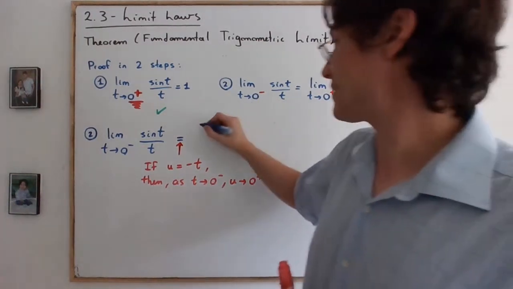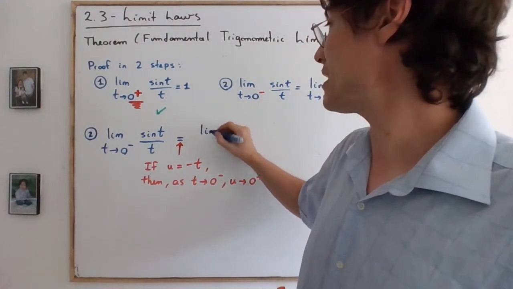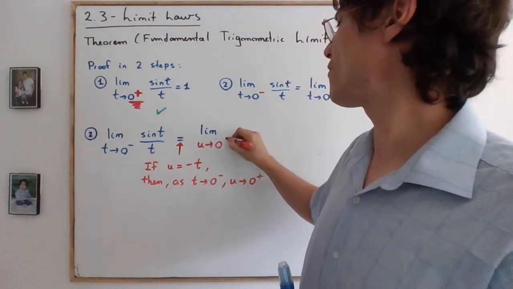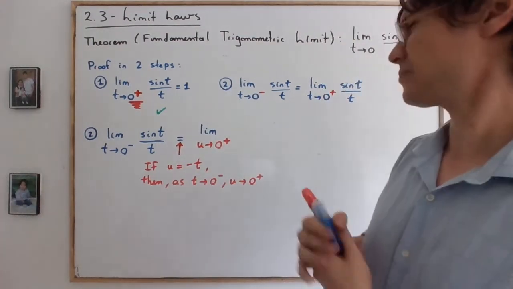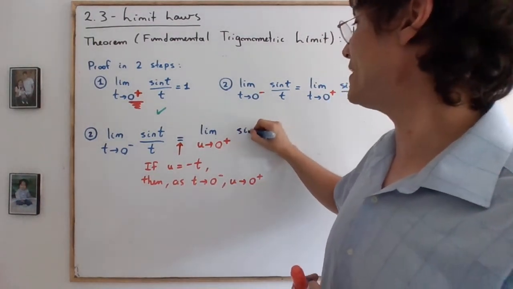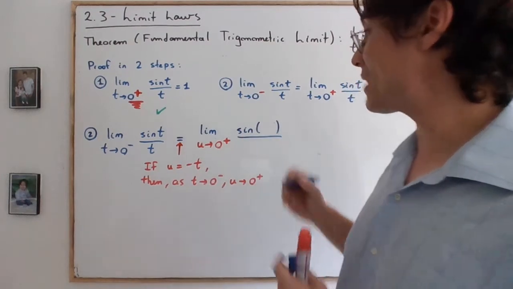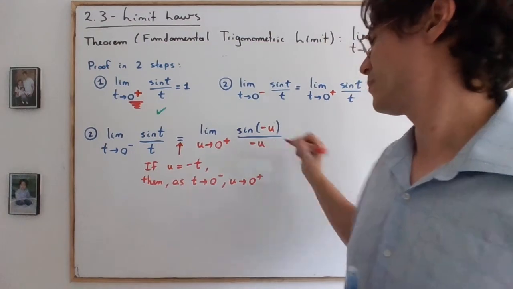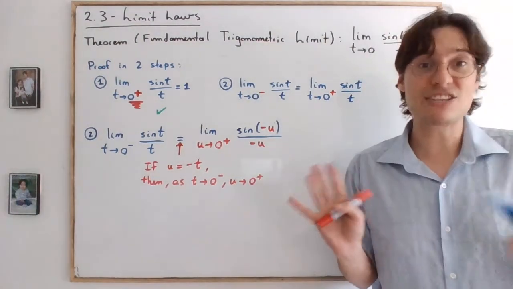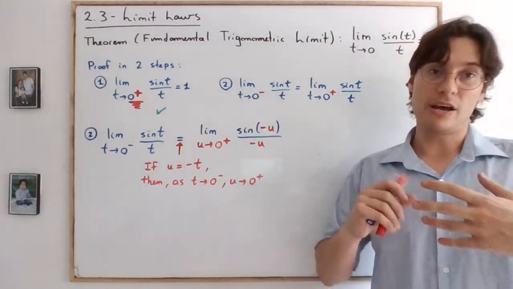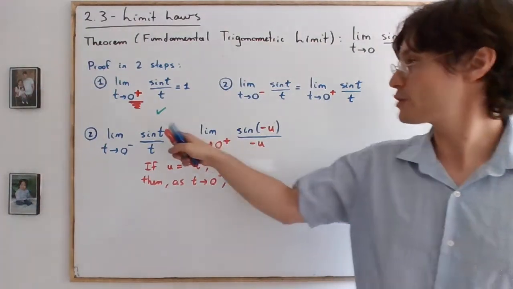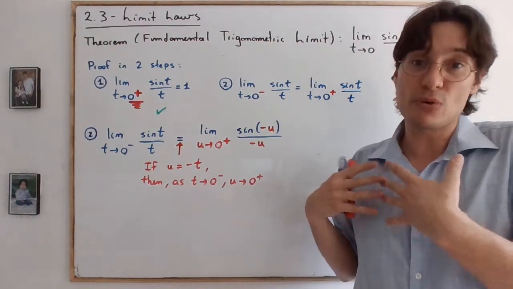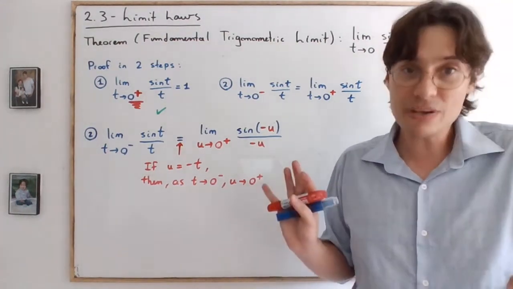So, which means that this will turn into the limit as u is approaching 0 from above of sine of, and now be very careful, we're going to replace every occurrence of t by negative u. Okay, so we haven't done any magic here. What we said is that if u is the opposite of t, in other words, we can replace t with negative u, then u is approaching 0 from the other direction. That's the only thing we said.